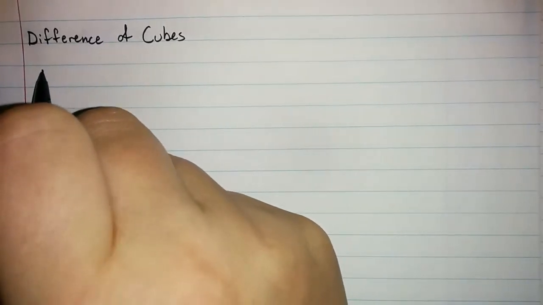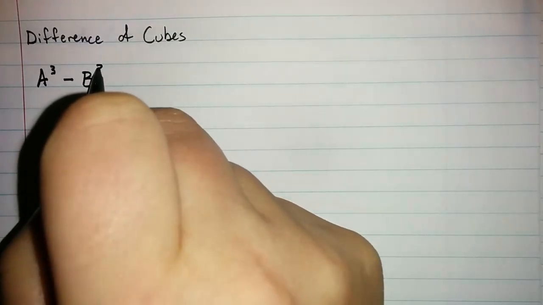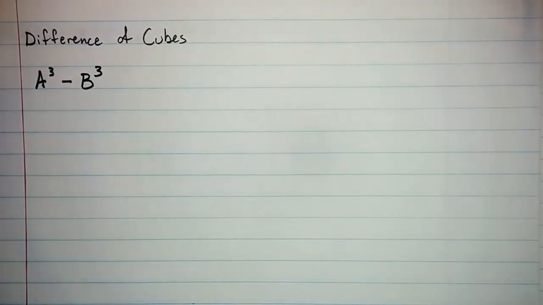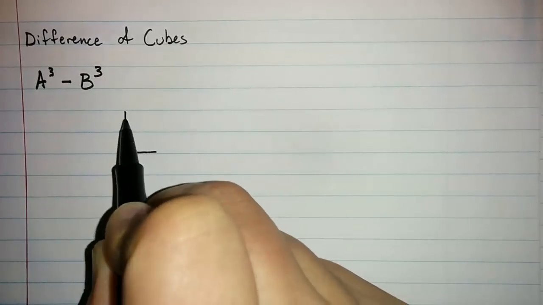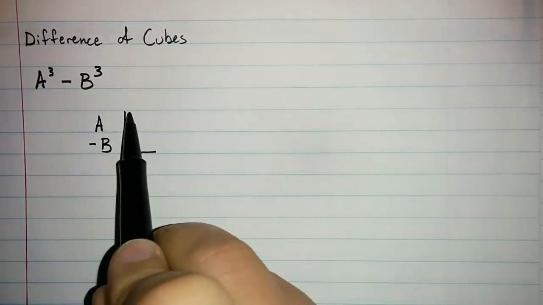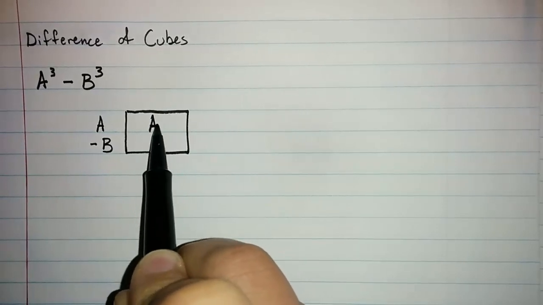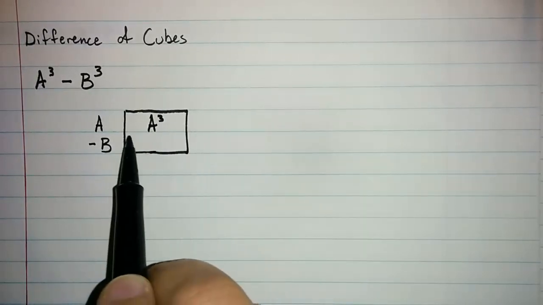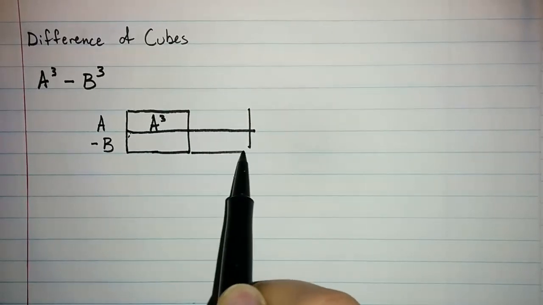So this difference of squares was the form a squared minus b squared. The difference of cubes is the form a cubed minus b cubed. Just like for the difference of squares, we decide that we hope a minus b is one of the factors. Here we'll have an a cubed. So I think we're going to want 3 more columns.